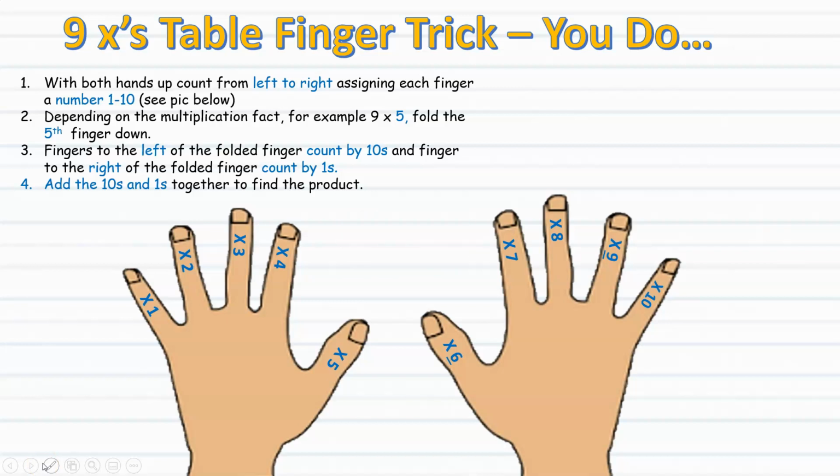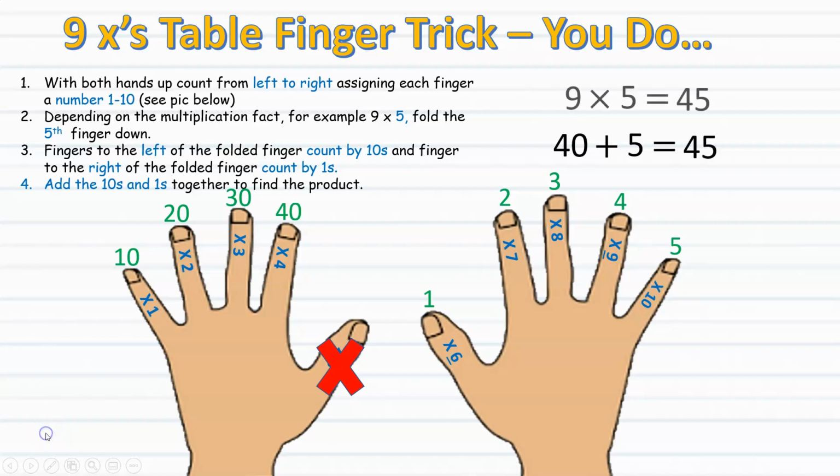Okay, now let's see how you did. Keeping in mind, since we're multiplying 9 times 5, we have to remember to fold down our 5th finger. Fingers to the left of that folded finger, we're going to count by tens. 10, 20, 30, 40. Keep 40 in mind, and then the fingers to the right of the folded finger, we're going to count by ones. 1, 2, 3, 4, 5. We're going to add 40 plus 5, which gives us 45. Therefore, we know that 9 times 5 equals 45. I'm sure you got that right.